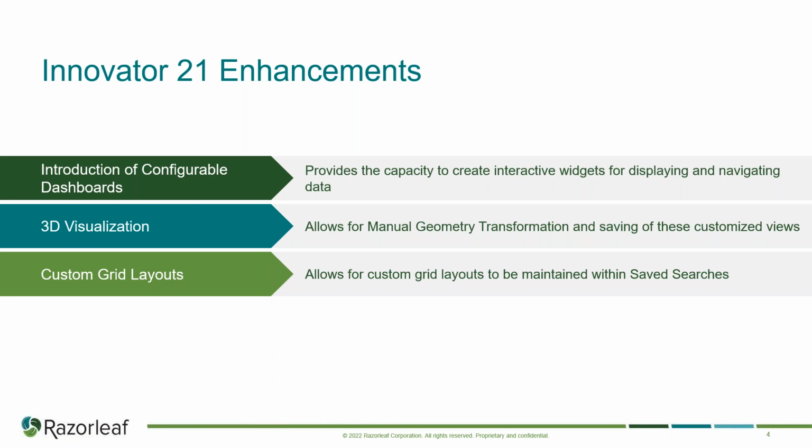Along with this, some enhancements to 3D visualization. So now we're going to be able to go through our models and manually transform them, move parts around, adjust how you want to view them, allowing you to get a more in-depth view into your models within Aras Innovator, and also allowing you to save these customized views. If you want to move a part and save that view to allow someone to come in and see how your model would look in that case, you're now able to maintain that.